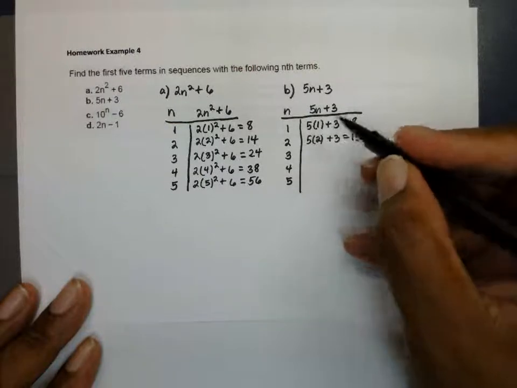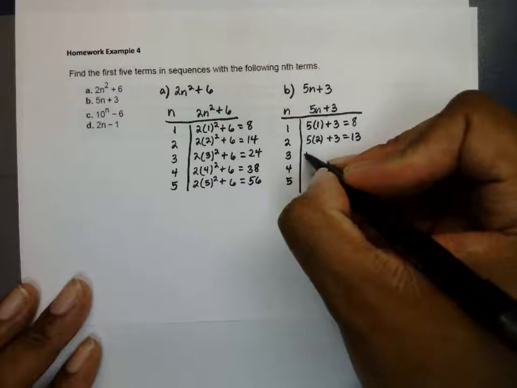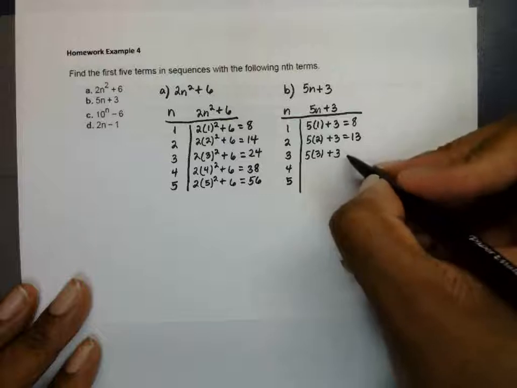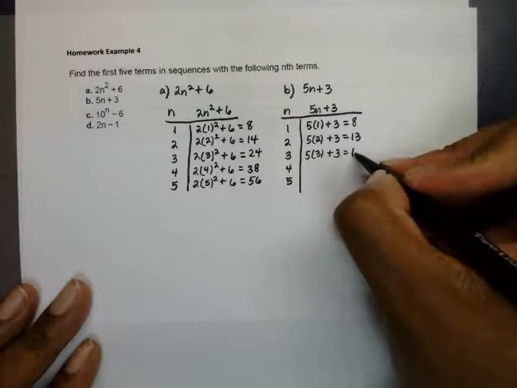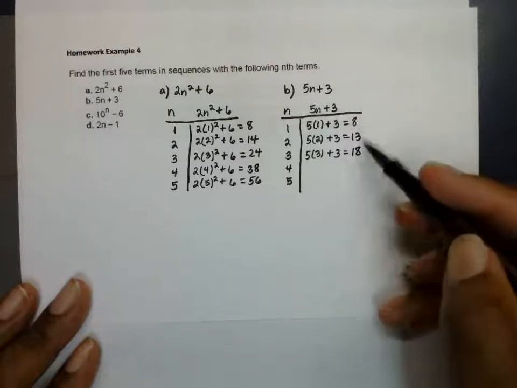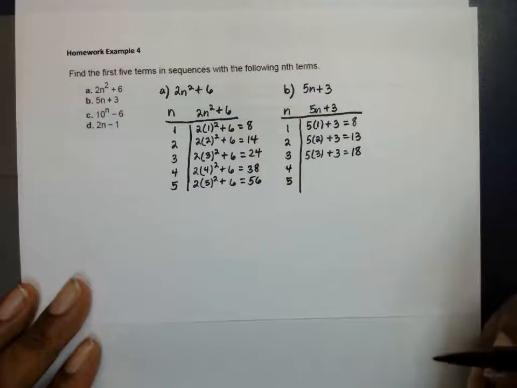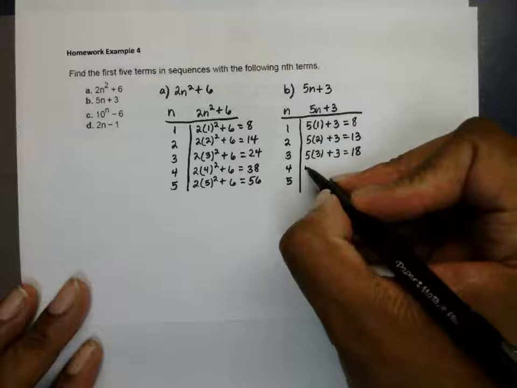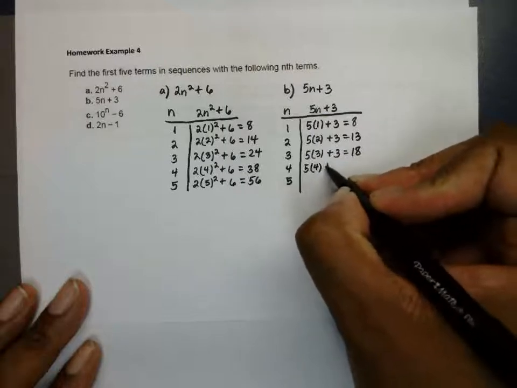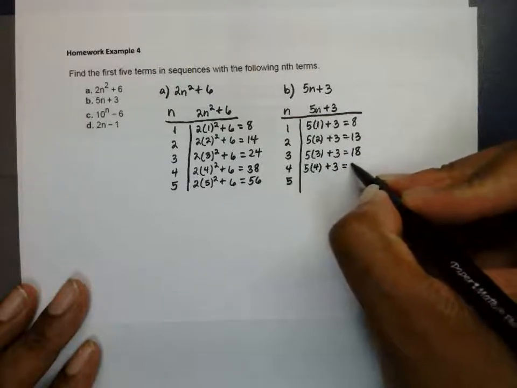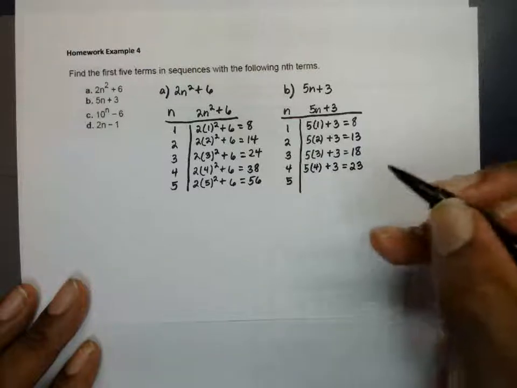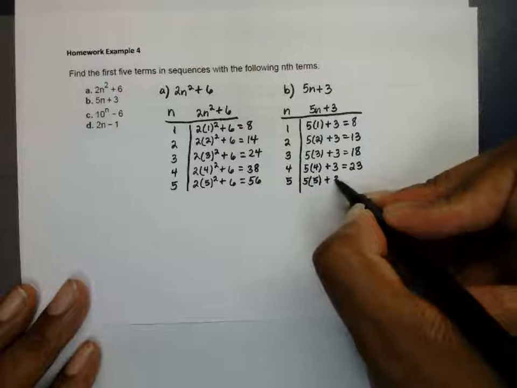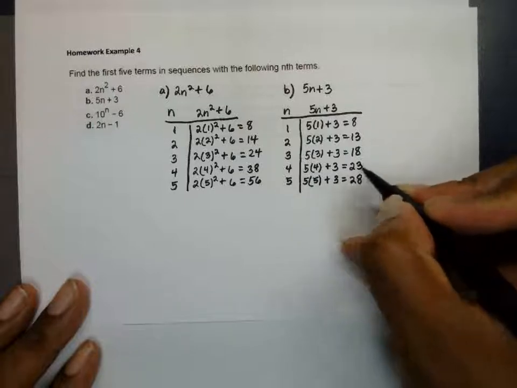n is 3. Well, 5 times 3 plus 3. 5 times 3 will be 15. 15 plus 3 will be 18. Now with this one, you pretty much can determine what the pattern is. We're going to be adding 5 each time. So for n is 4, 5 times 4 will be 20, plus 3 will be 23. And then finally for n is 5, 5 times 5, that's 25, plus 3 will be 28.